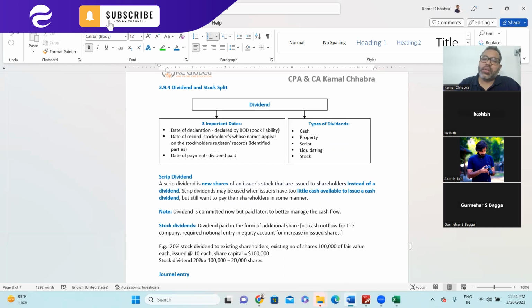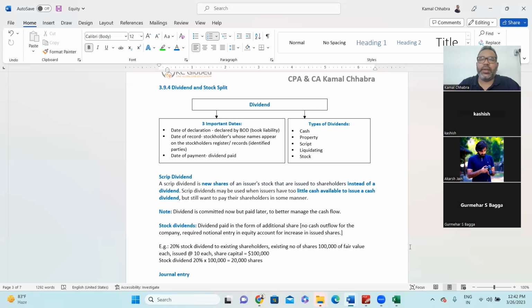And now coming to the stock dividend for equity. Dividends for equity can be in cash, in property, or scrip, or it can be a liquidating dividend, or it can be stock, which is additional stock issued in lieu of dividend. So we'll be discussing them one by one in detail. But before jumping into the types of dividend, let's understand the three important dates which you need to keep in mind for making appropriate accounting records for the dividend.